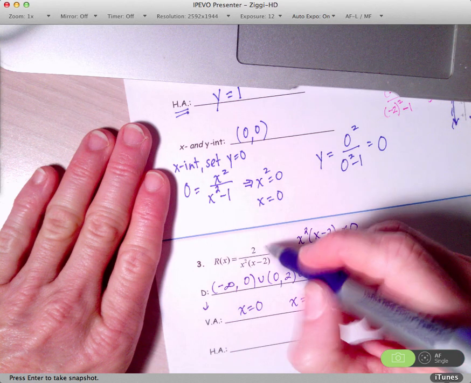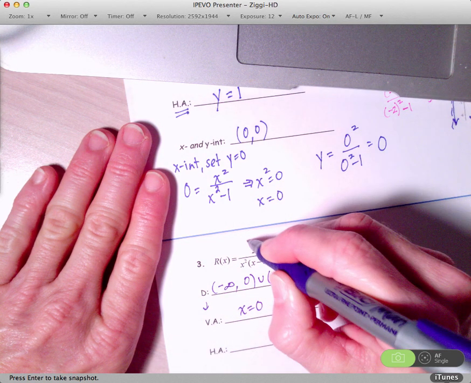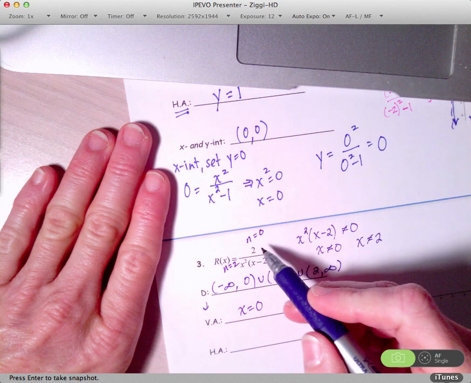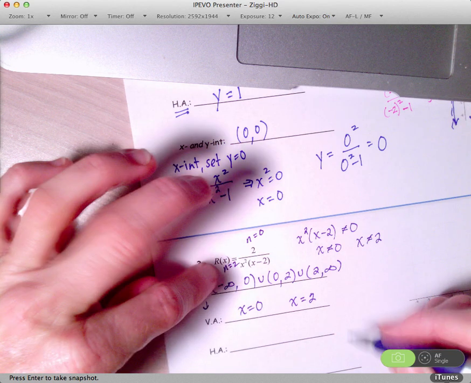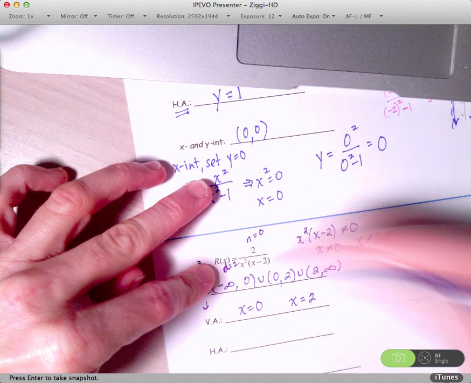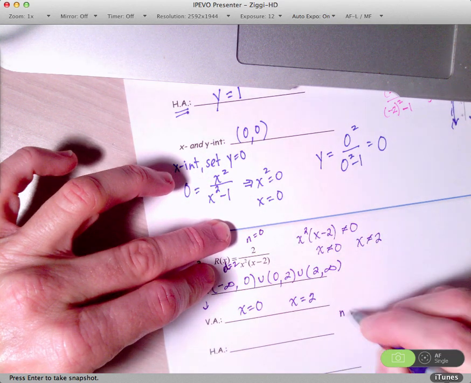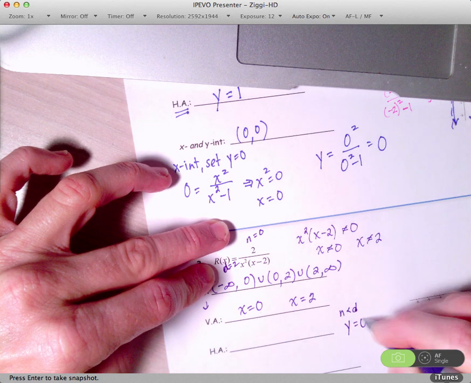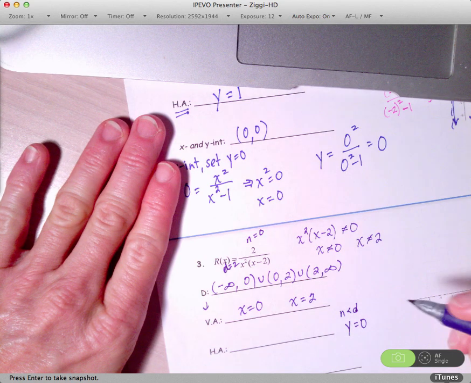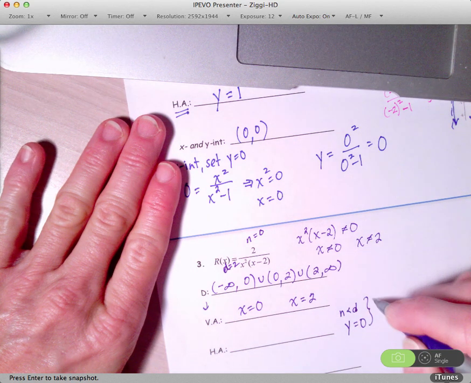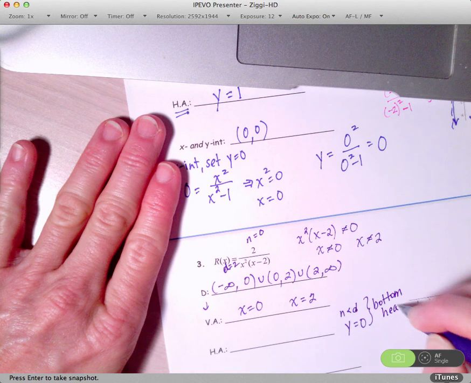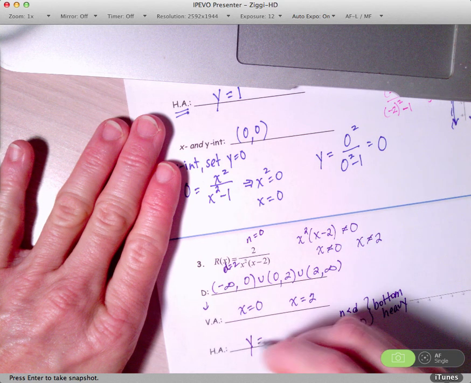Well, there is no x up here, so really, n, the power on the top, is 0. The power on the bottom is 2. So this one is bigger on the bottom. I'm sorry, this should be d. So if n is less than d, we know we have an asymptote at y equals 0. Some students like to call this bottom heavy. And when something is bottom heavy, you have an asymptote at y equals 0.